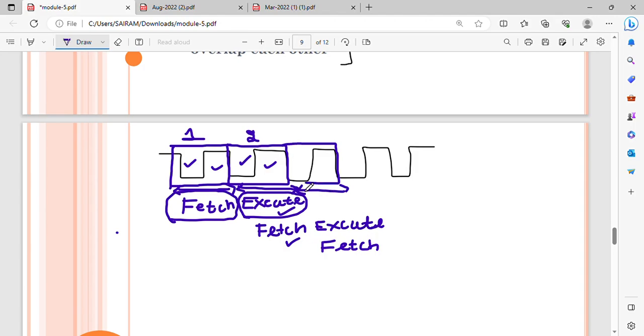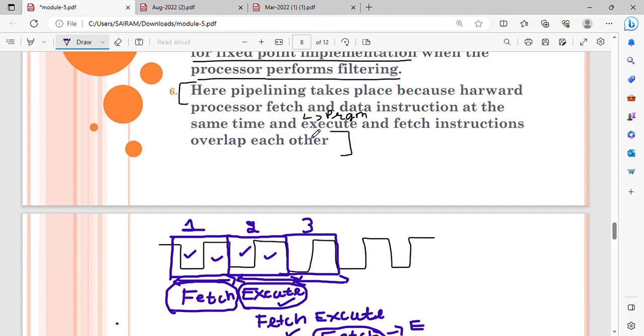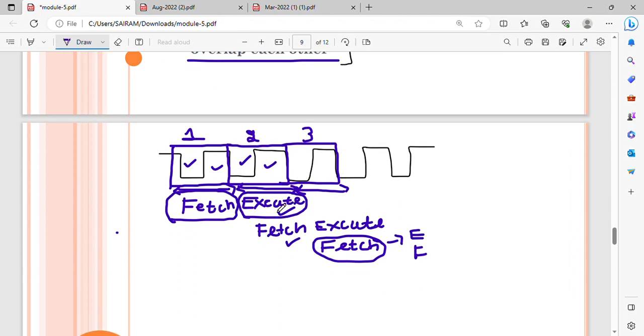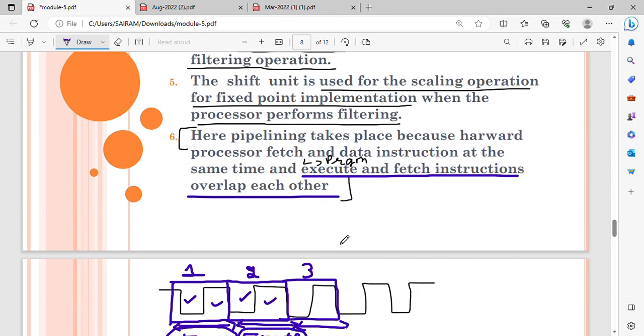So the next cycle, this is number 3, wherein your second instruction is getting executed, and while this second instruction executes, the third instruction gets fetched. Again, while the third instruction executes, the fourth instruction gets fetched. So that is why your execute and fetch operations overlap each other. See, you can see execute and fetch both overlapping, correct? And here also execute and fetch are overlapping each other. That is why it is known as pipelining, or I can say pipelining takes place.